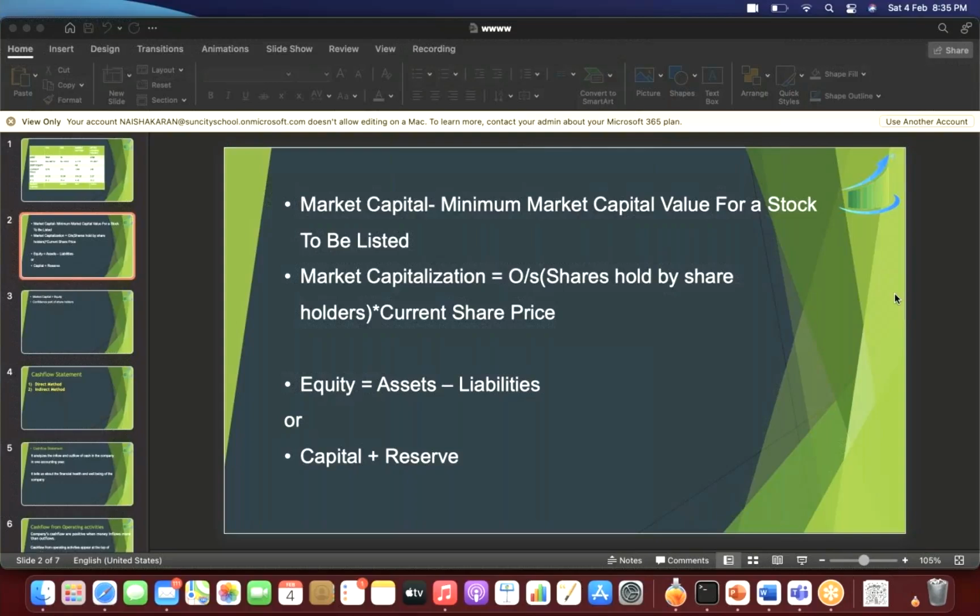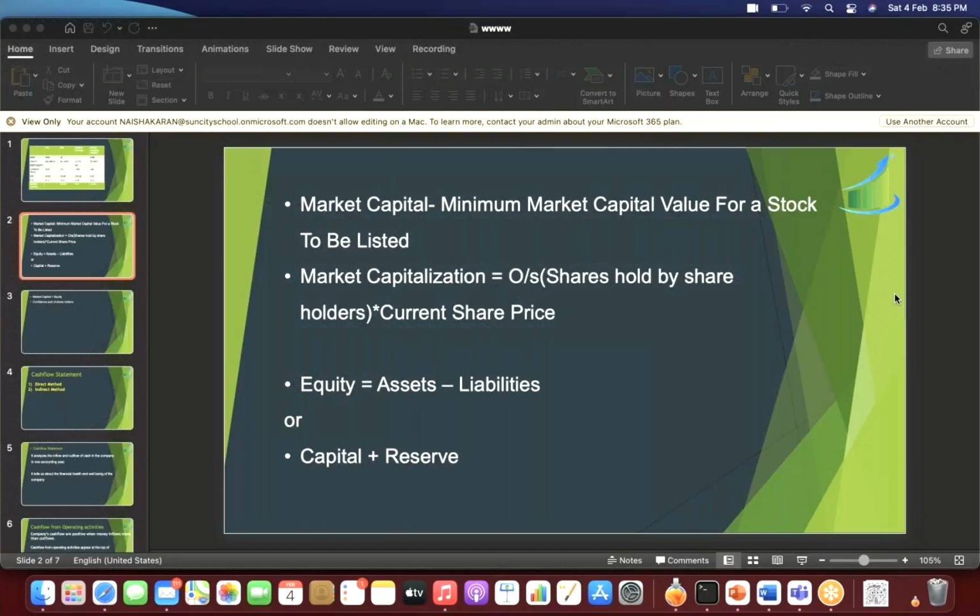Now, please read this slide. Market capitalization. What is outstanding shares? We have just said which the shares which have been issued by the company. Now, all the shares that a company has is known as authorized share. That is the maximum amount of shares that a company can issue in its lifetime.